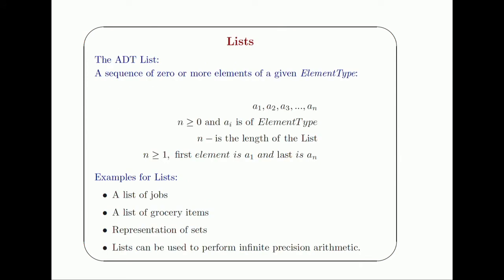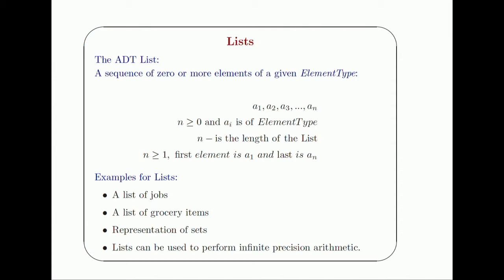We define the ADT list as a sequence of 0 or more elements of a given element type. Okay. So, it consists of elements A1, A2, A3 up to AN, where n is greater than or equal to 0, and each AI is of a particular element type. n is the length of the list; for n greater than or equal to 1, the first element is A1 and the last is AN. This is the definition of a list. Notice that we have not said anything about the implementation. How are we going to represent this list? We are not going to talk about it.